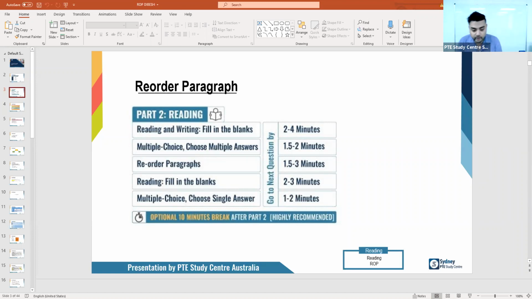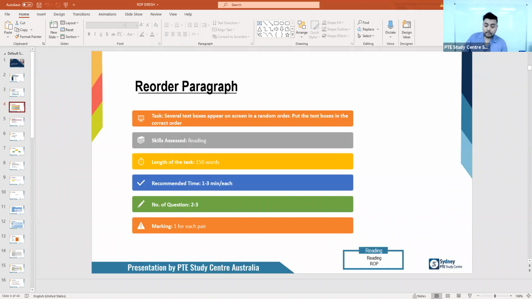If you spend too much time on reorder paragraph, what will happen? You will have no time for reading and writing fill in the blanks, and you will work under pressure. You will start panicking and rushing, and you will select blanks without even reading the sentences. That will lead you to wrong selections. So be careful, save plenty of time for the fill in the blanks, and organize yourself. More time is needed in the fill in the blanks rather than the medium priority and low priority tasks, like reorder paragraph, guys.